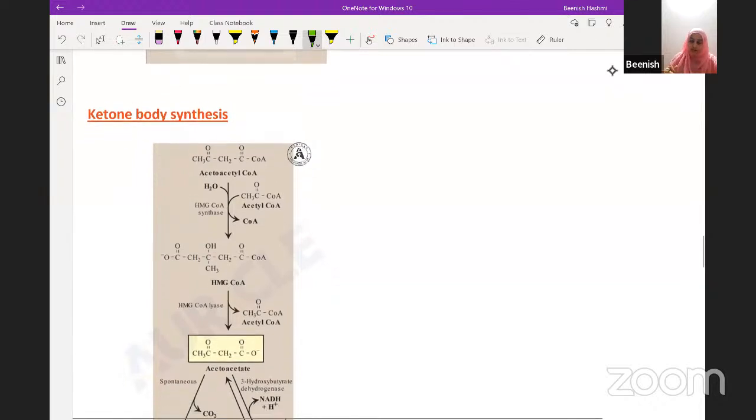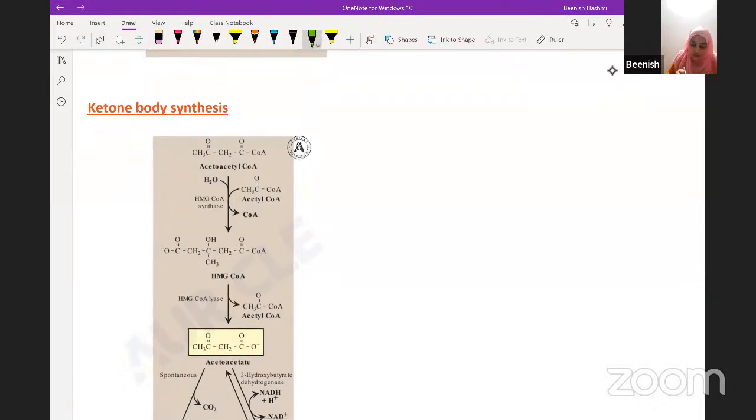Okay. Now let's have a look at the pathway. So your acetoacetyl-CoA condenses with another acetyl-CoA, and the enzyme is HMG-CoA synthase, to form HMG-CoA, that is hydroxymethylglutaryl-CoA. And also remember, when we were doing cholesterol synthesis, I told you that HMG-CoA synthase is common to both ketone body and cholesterol synthesis.